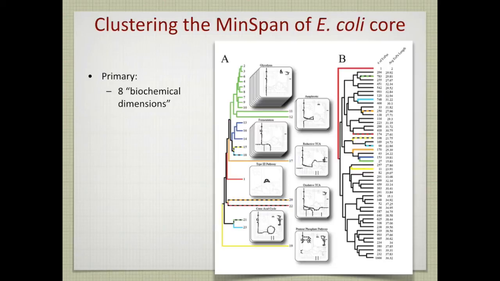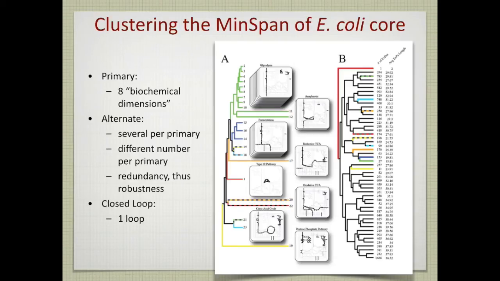And that stack of pathways represented by the green branch in that classification tree are all glycolysis associated and fermentation byproduct secretion associated pathways. And then there are some associated with the TCA cycle and so forth.